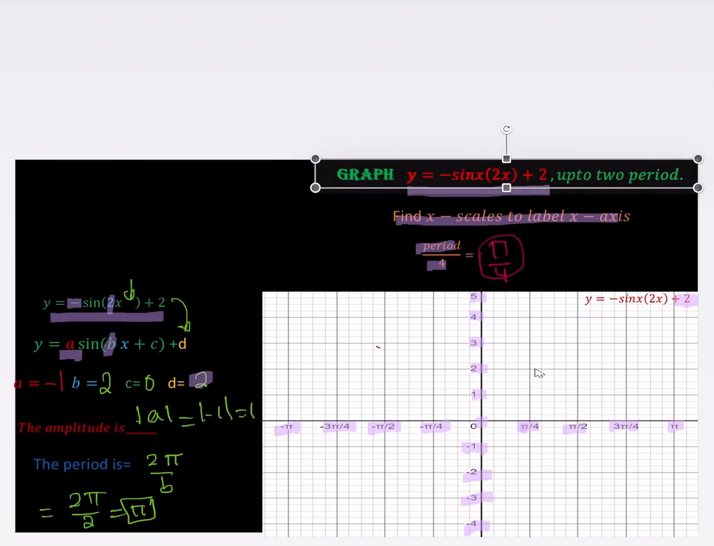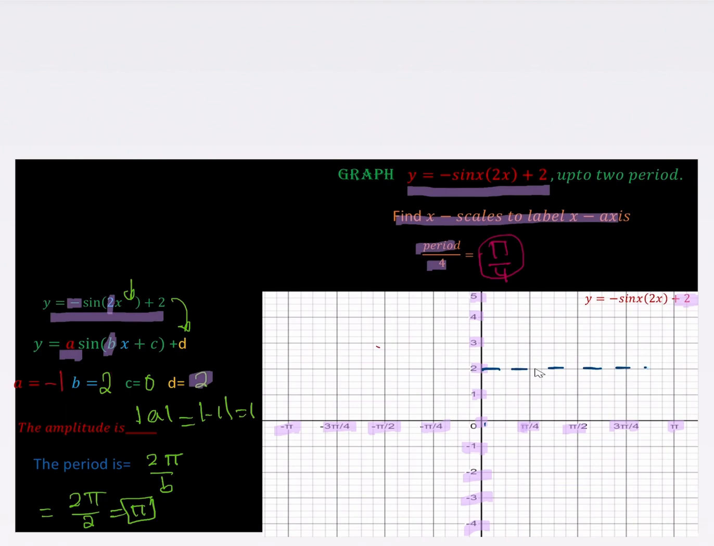So that means that we are moving from the origin 2 units up. So we are shifting the graph 2 units up vertically. So that means we're going to get a line y equals 2. Good. So now this is our new midline, okay? This is our new midline.